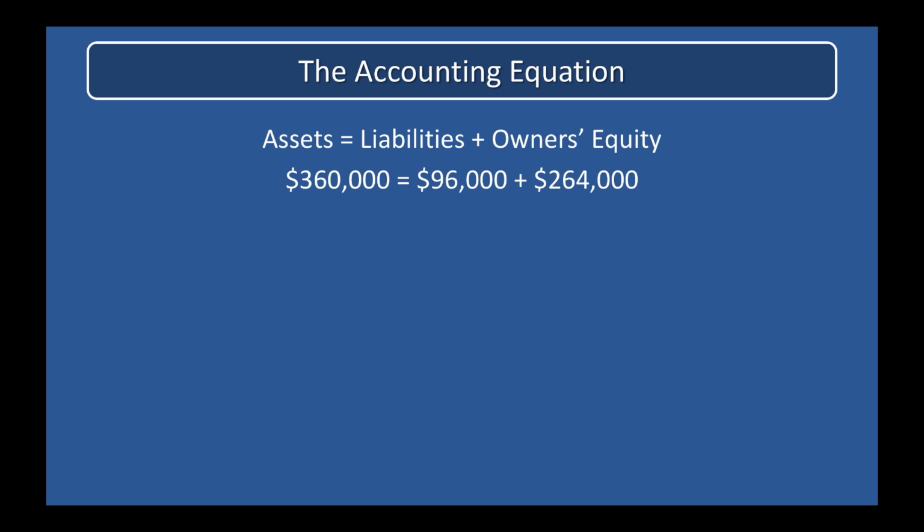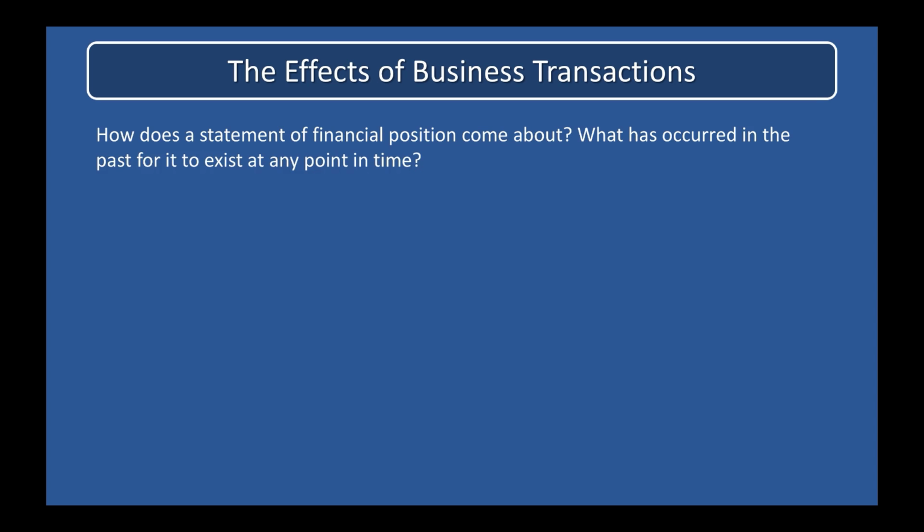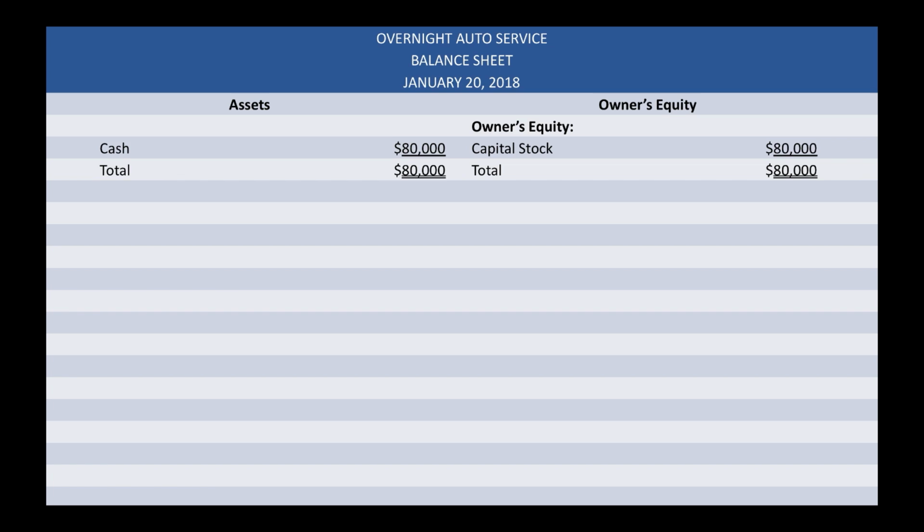The continuing equality of the two sides of the accounting equation can best be illustrated by taking a new business as an example and observing the effects of various transactions. How does a statement of financial position come about? What has occurred in the past for it to exist at any point in time? The statement of financial position is a picture of the results of past business transactions that has been captured by the company's information system and organized into a concise financial description of where the company stands at a point in time. The specific items and dollar amounts are the direct results of the transactions in which the company has engaged.